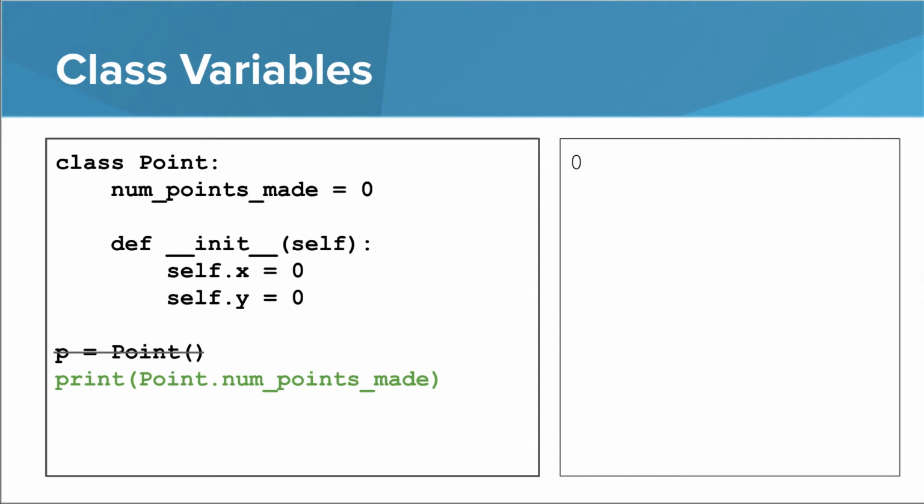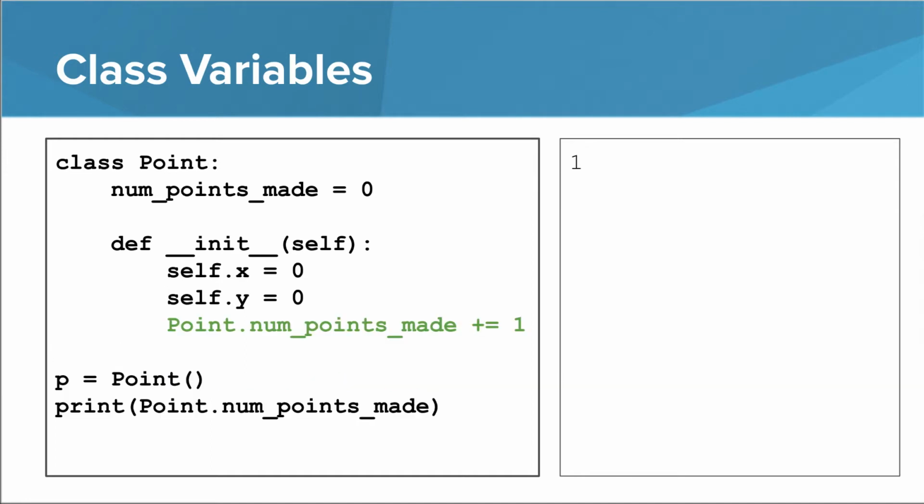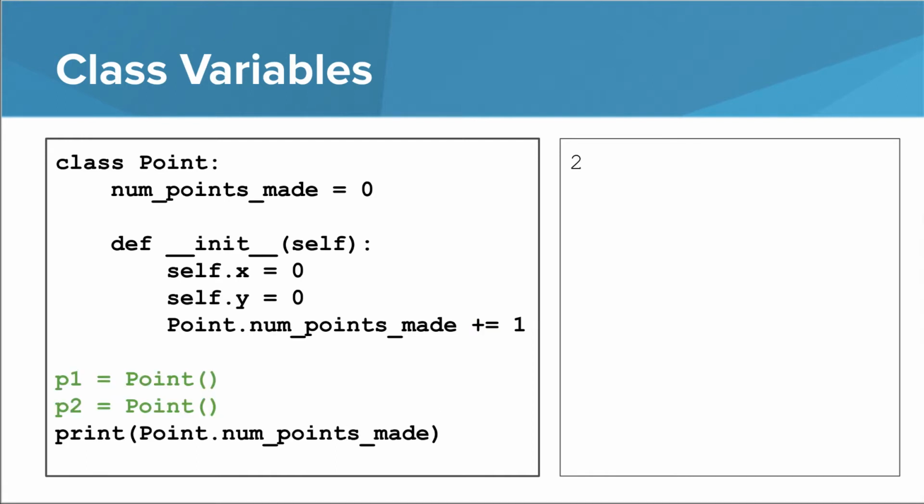Now, at the moment, numPointsMade isn't very interesting. Let's make it actually do something. Now, every time the init method is called, or every time we create a point object, this variable will go up by 1. Quick note on the plus equals operator. It basically adds the amount on the right to the thing on the left. This is the same as saying point.numPointsMade equals point.numPointsMade plus 1. Okay, now if we make 2 points before printing point.numPointsMade, the console shows 2.